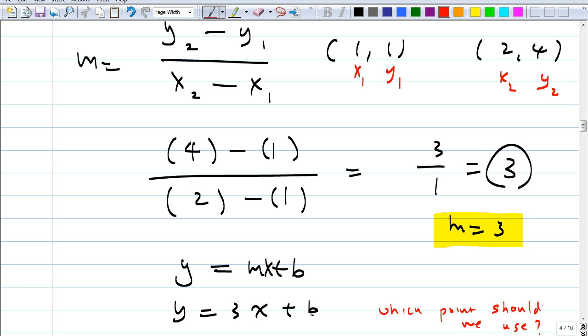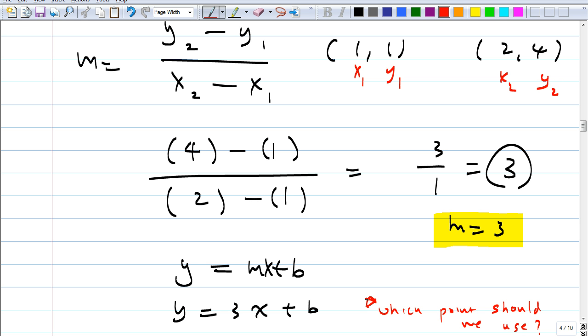1, 2, 3, 4 people see it? E-Ray, which one? (1, 1), because it's easier. Can we use (2, 4)? Yes, you can. Why? How is it possible that you could use any of these points? Who could explain? You're right. I could use (1, 1) or (2, 4), and if I have a choice, I would use the simpler one, right?